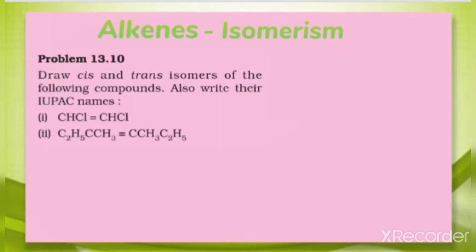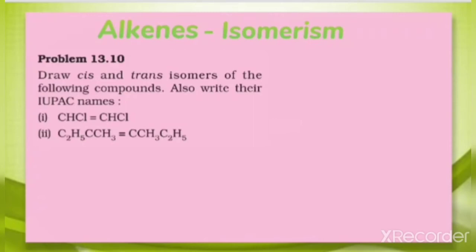Next, we'll be doing some problems based on geometrical isomerism. That is problem number 13.10. Draw the cis and trans isomers of the following compound. Also write their IUPAC names. So here, what is actually given to us? The condensed formula is given to us. So we have to make it into the cis and trans forms.